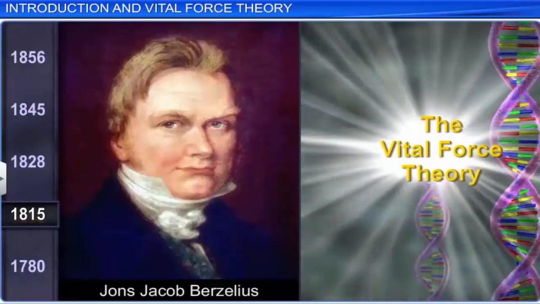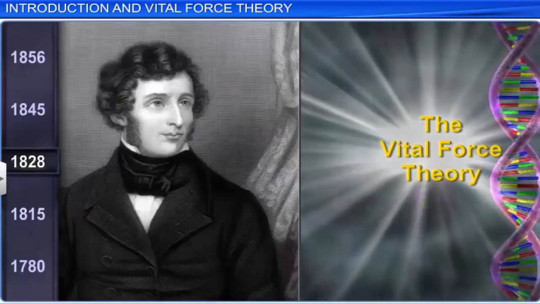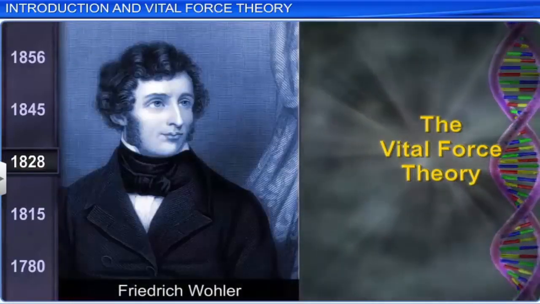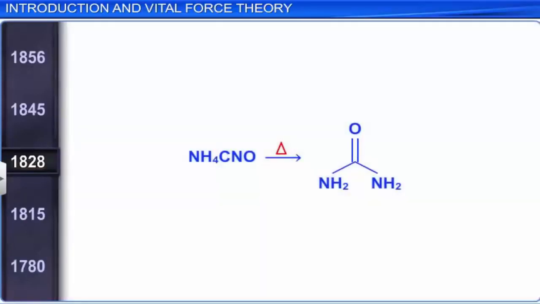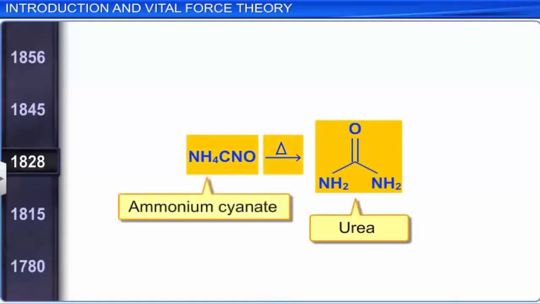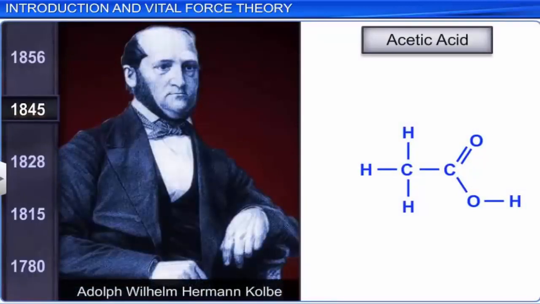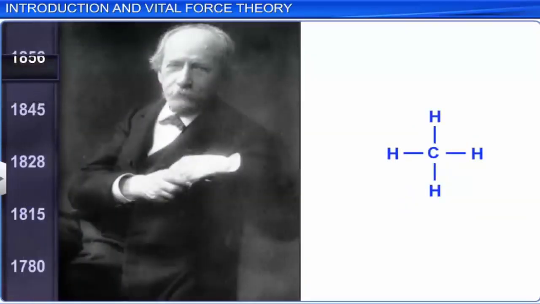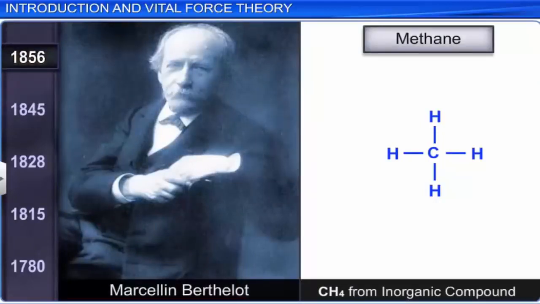However, in 1828, Friedrich Wöhler, a German chemist, rejected the vital force theory. Wöhler synthesized an organic compound, urea, by heating an inorganic compound, ammonium cyanate. Later in 1845, Kolb synthesized acetic acid from purely inorganic compounds. And in 1856, Berthelot synthesized methane from an inorganic compound. Thus, this led to the end of the vital force theory.